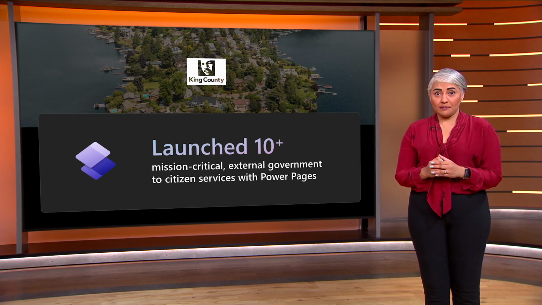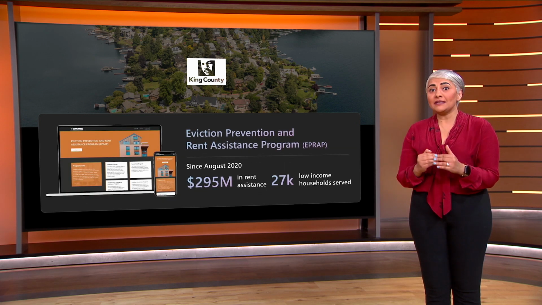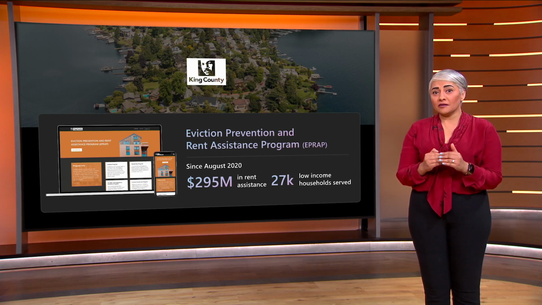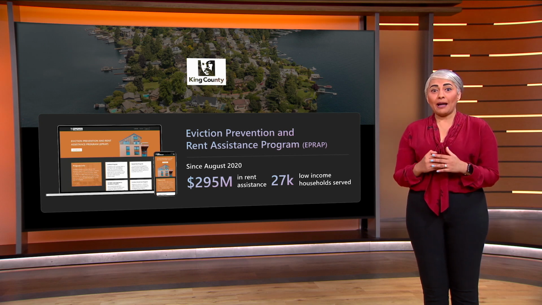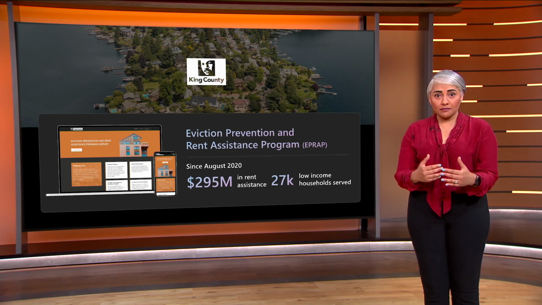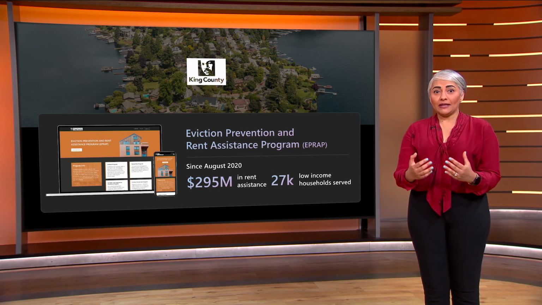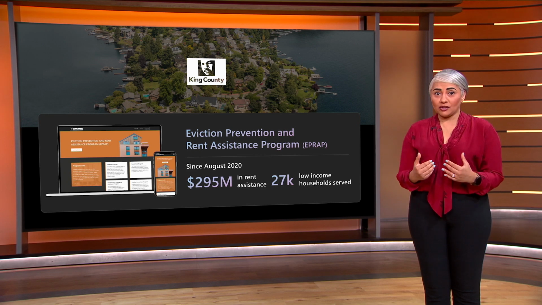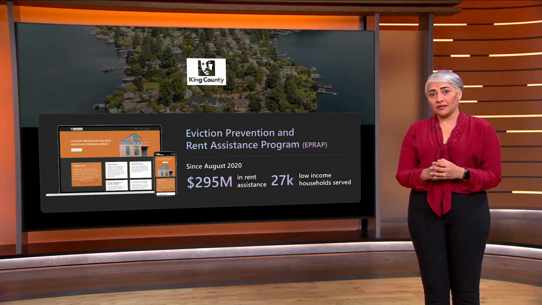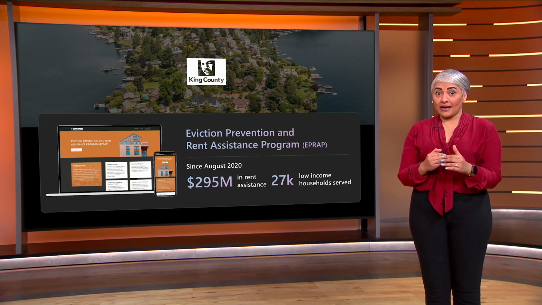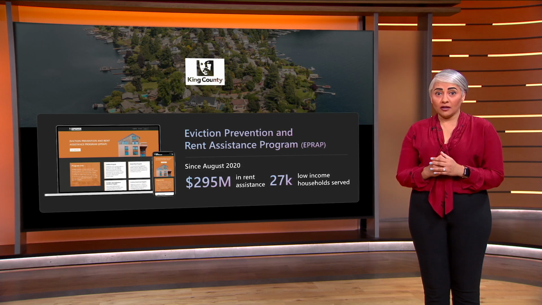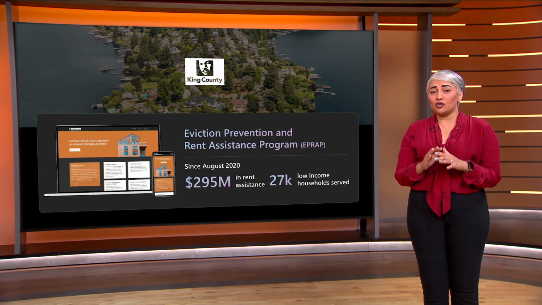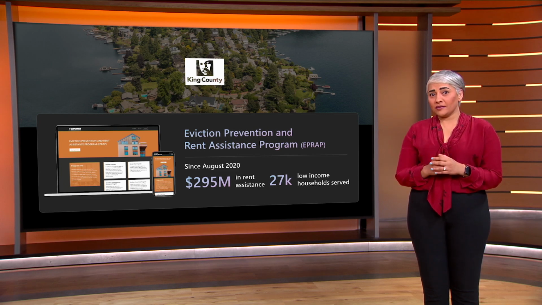One of these solutions they built is the Eviction Prevention and Rent Assistance Program to help underserved and low-income residents who are behind in rent and utility payments due to the pandemic. For this, they built an application processing external website for the communities using Power Pages that will intake, manage, and approve these applications coming in from a large population. Since the launch of the program, King County has distributed $295 million in rent assistance, serving over 27,000 low-income households.